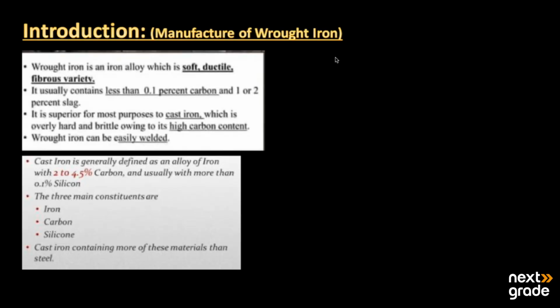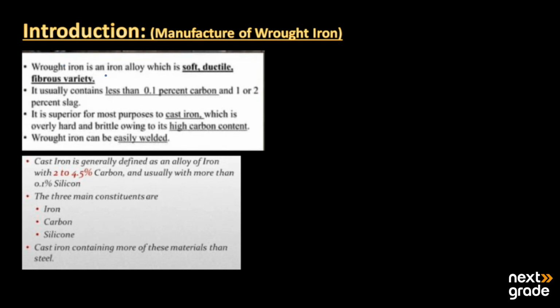So, the topic that we are going to discuss today is the manufacturing of wrought iron from cast iron. So, how are we able to manufacture that type of iron which has some specific properties? Now, what are these main properties?